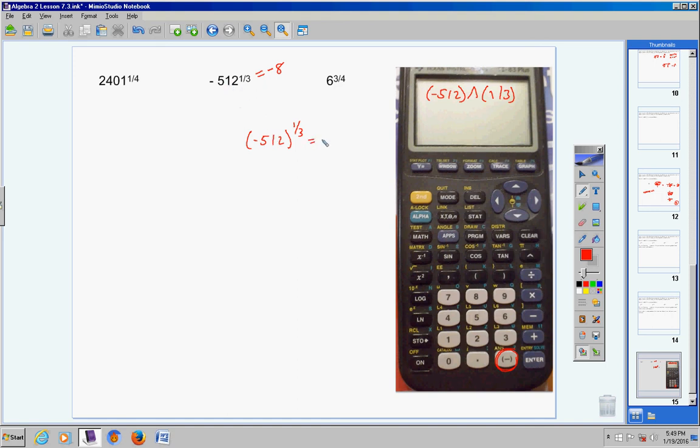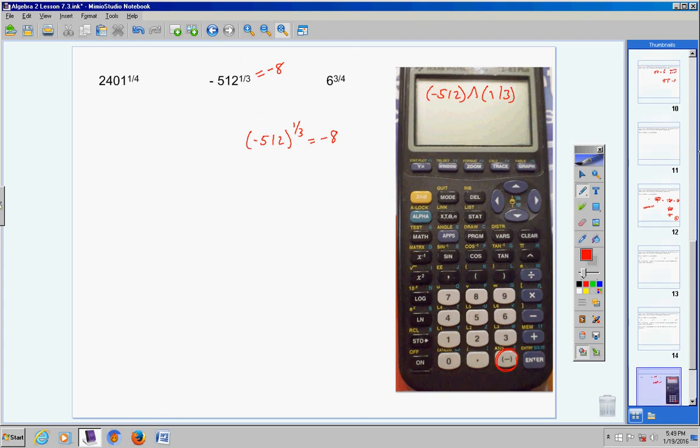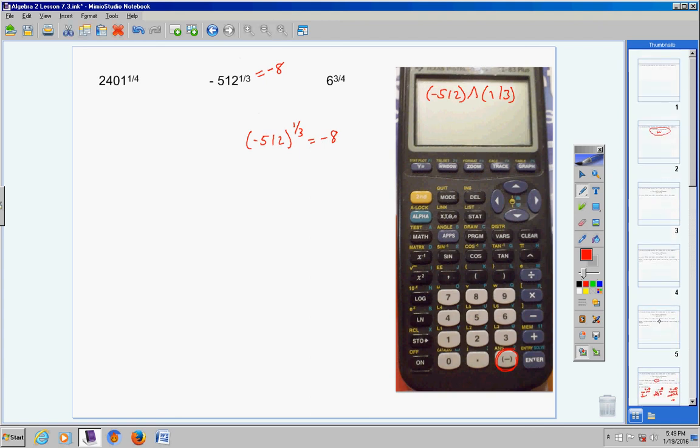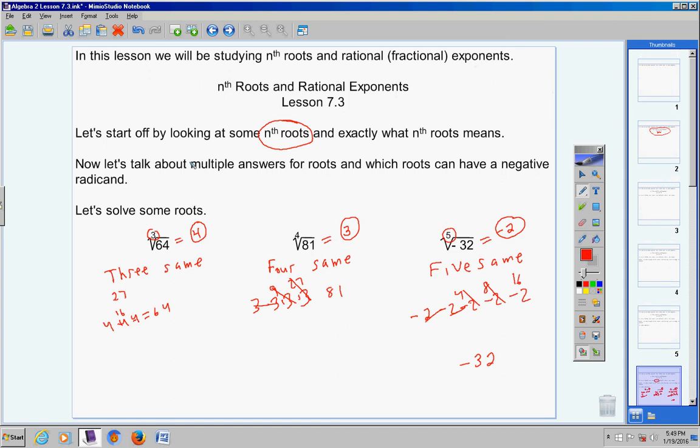Okay? And that's it, guys. I mean, just a real quick 30-second review, okay? I gave you a lot of information today about what a radicand is, what a radical is, and what an index is. We talked about even indexes having technically more than one answer. Odd indexes have one answer. We talked about even roots cannot have a negative radicand. Odd roots can. We talked about solving different roots.